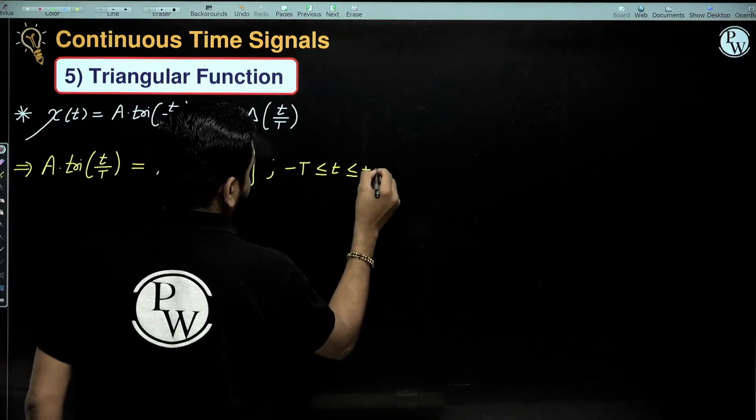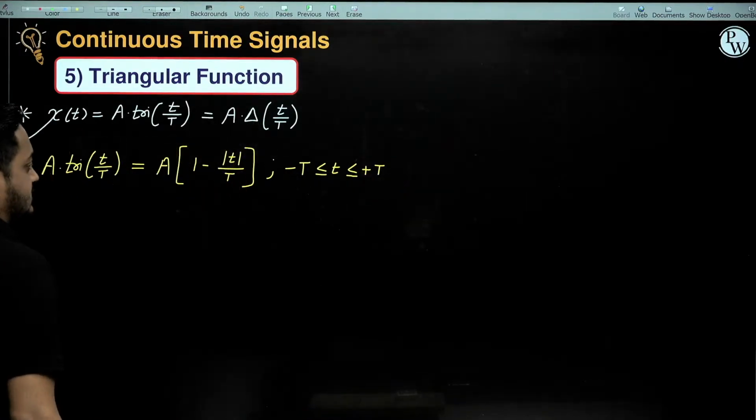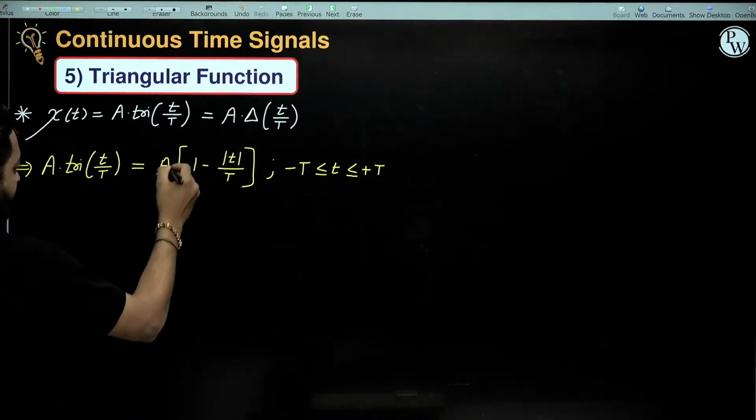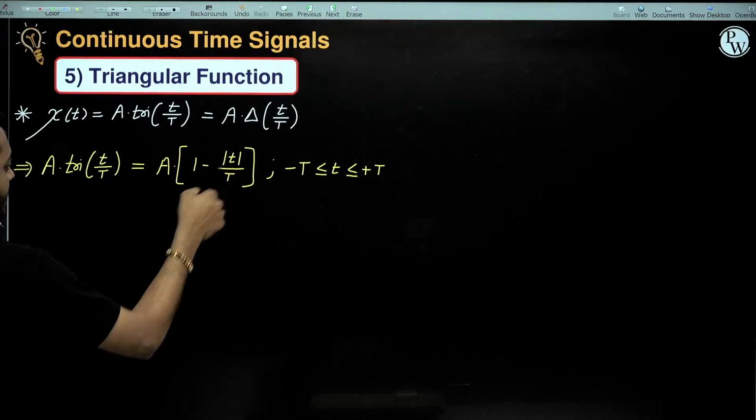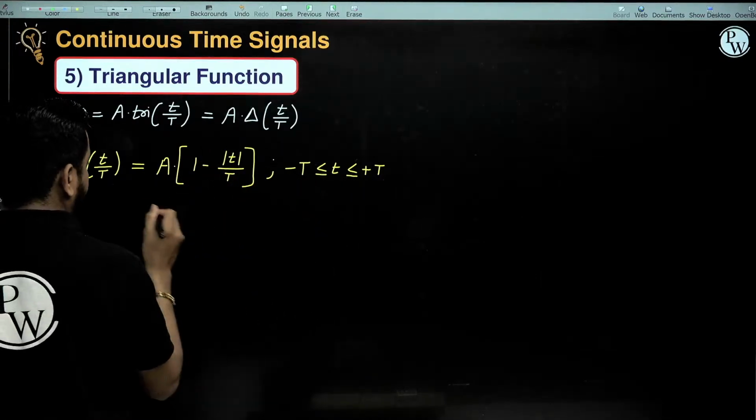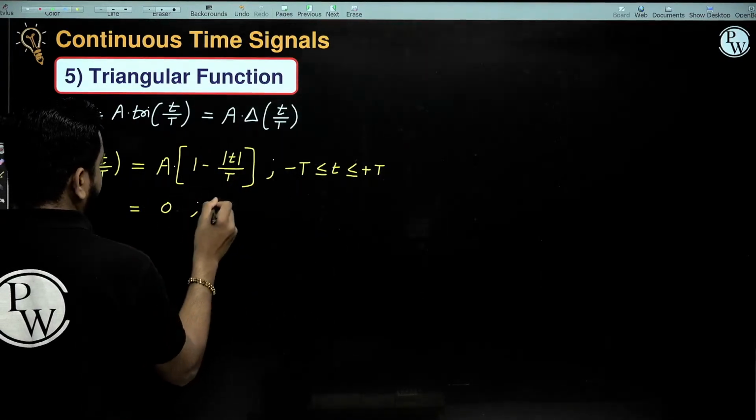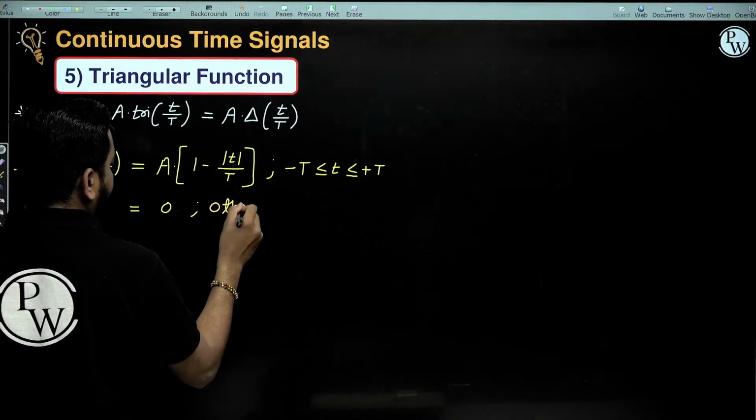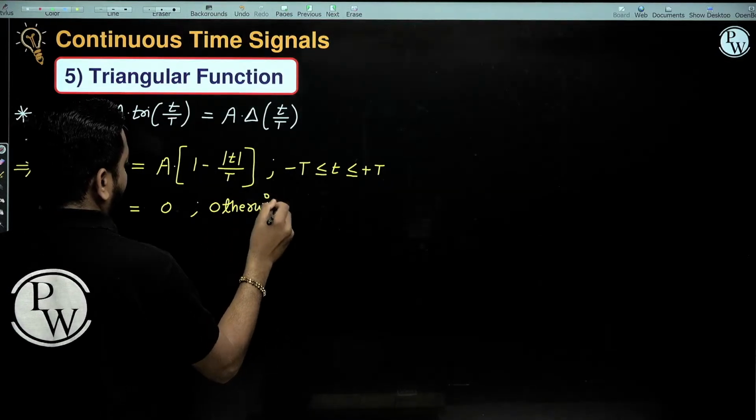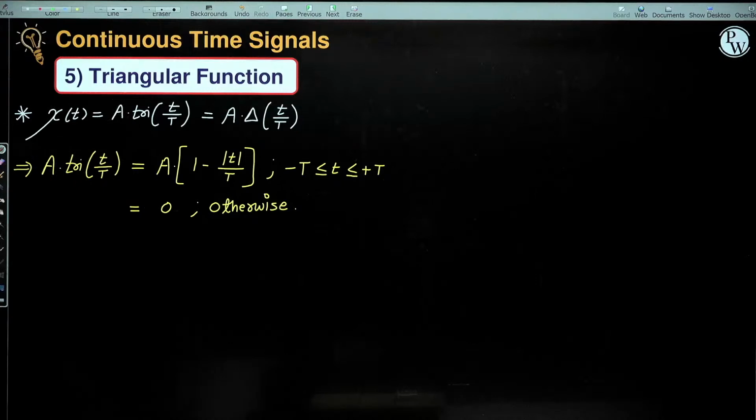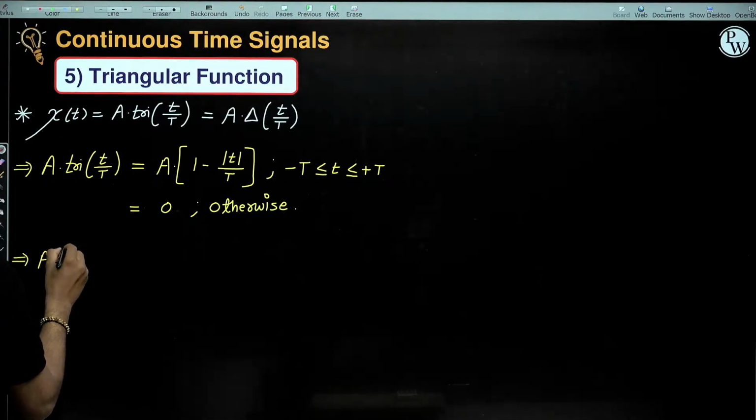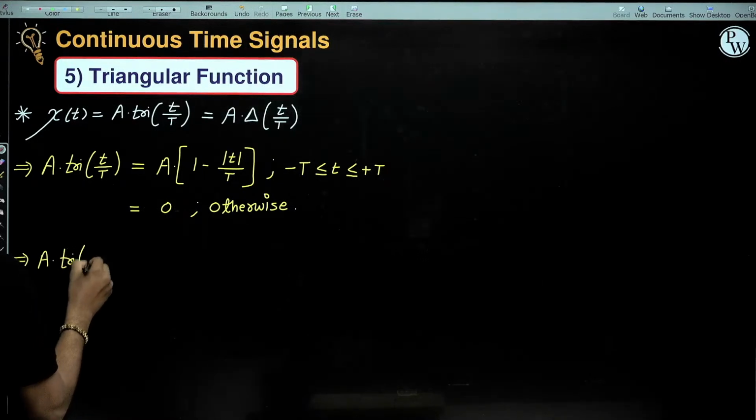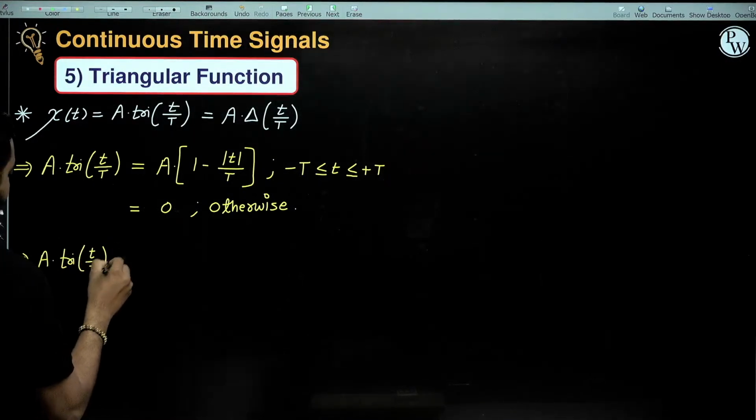Correct? Very much important. It is an expression, you have to remember the standard format. This is A into 1 minus mod t by capital T, between minus T and plus T, and it is 0 otherwise, guys. Correct? So let us elaborate this thing, guys. A into triangle t upon capital T.